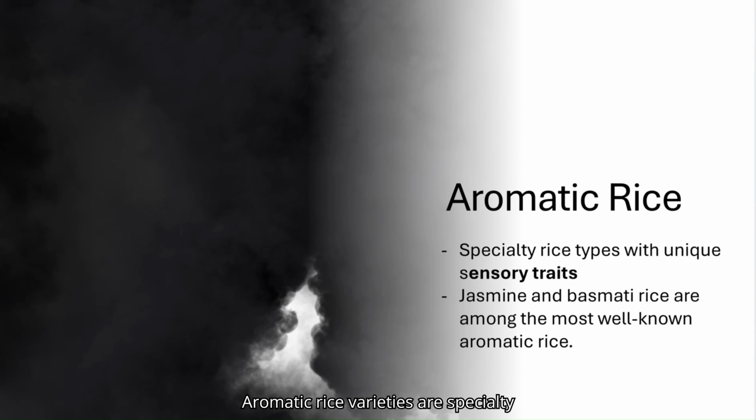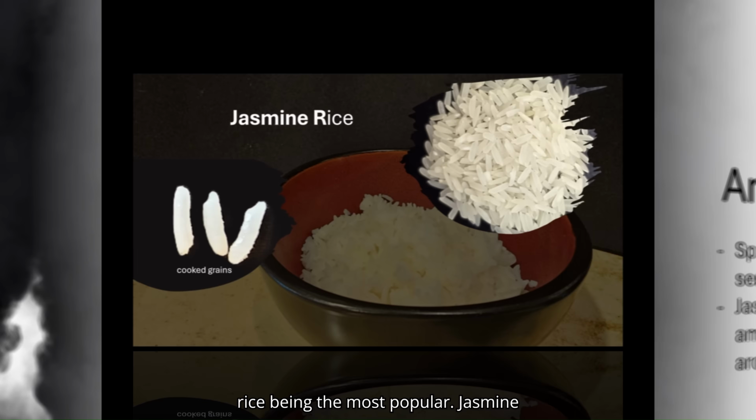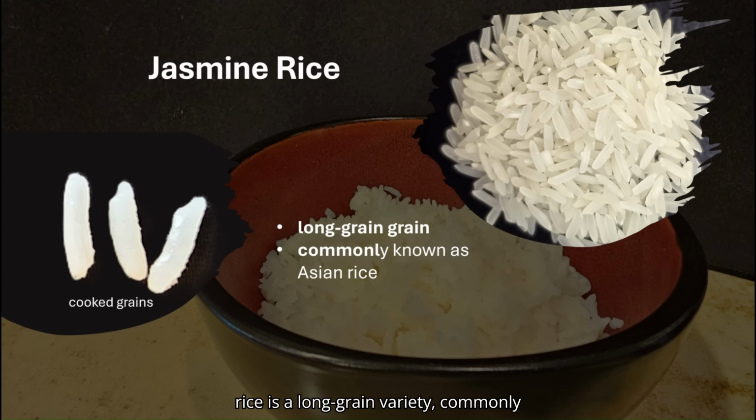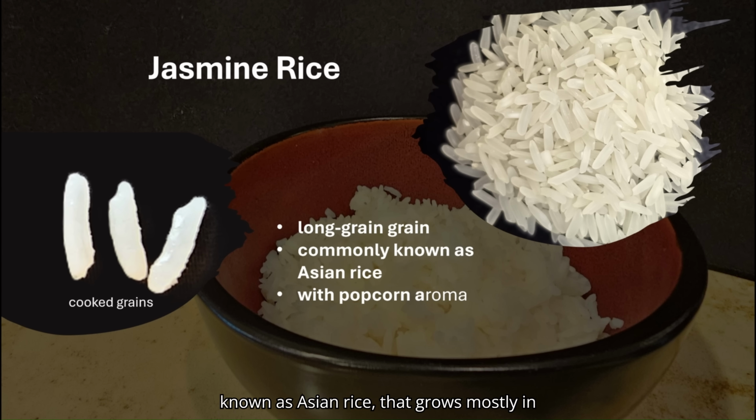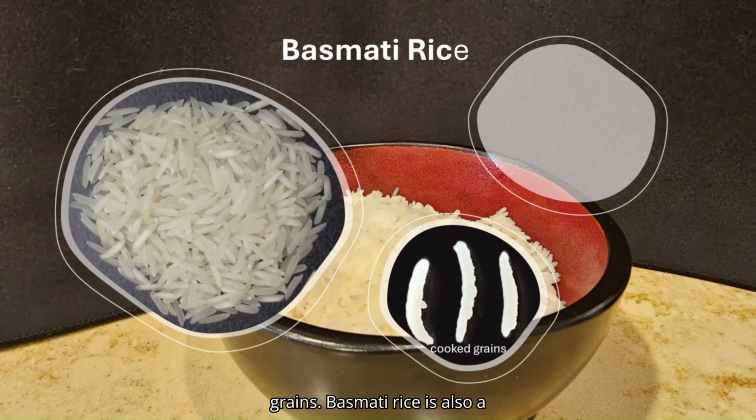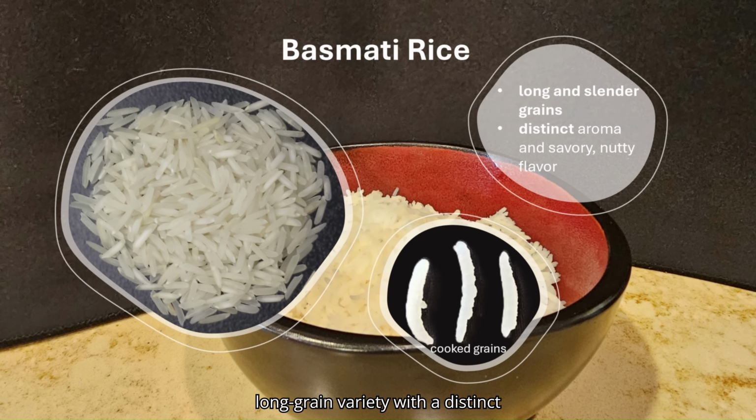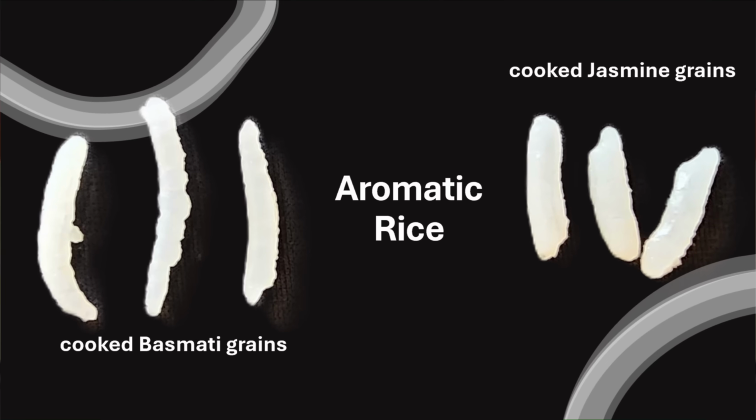Aromatic rice varieties are specialty rice types, with jasmine and basmati rice being the most popular. Jasmine rice is a long grain variety, commonly known as Asian rice, that grows mostly in Thailand, Cambodia, Laos, Vietnam, and the Philippines. This rice variety has a popcorn-like aroma and soft, moist, sticky cooked grains. Basmati rice is also a long grain variety with a distinct aroma and nut-like flavor. It has a firm and dry texture after cooking. Comparing the two, basmati rice grains are longer, firmer, and drier than jasmine when cooked.